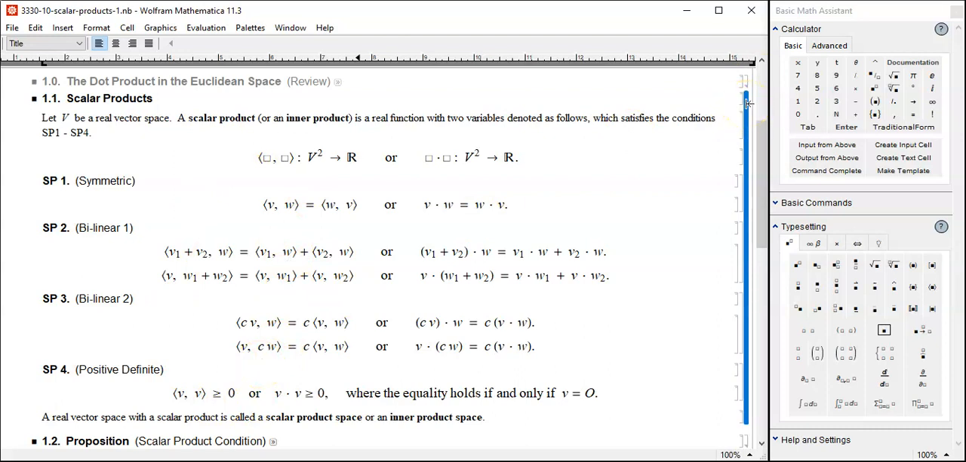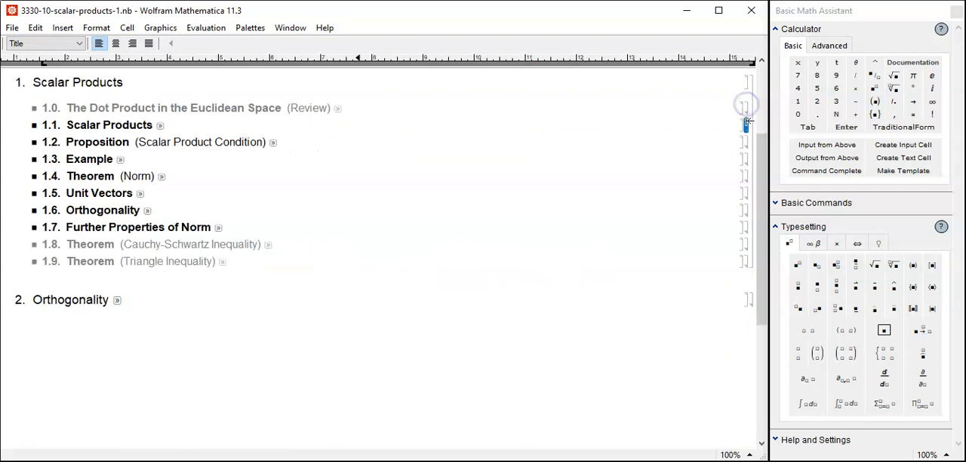Okay, so much for definition. Now let's go over to the next topic.